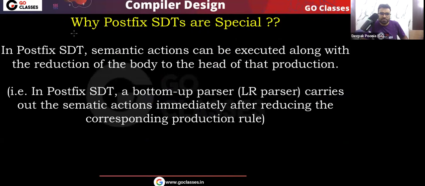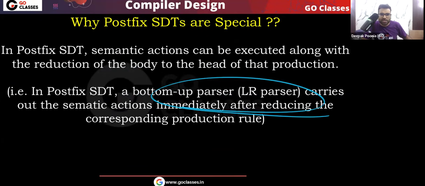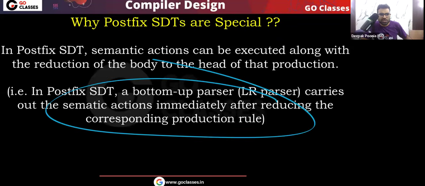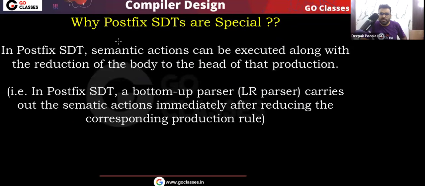Now you can see why postfix SDTs are special: in a postfix SDT, the semantic actions can be executed along with the reduction of the body to the head of that production. What does it mean? It means that in any postfix SDT, a bottom-up parser or an LR parser will carry out the semantic actions immediately after reducing the corresponding production. So this is how you can understand postfix SDT evaluation.